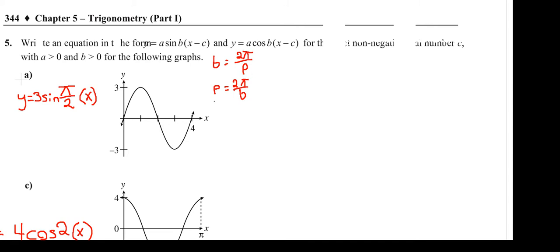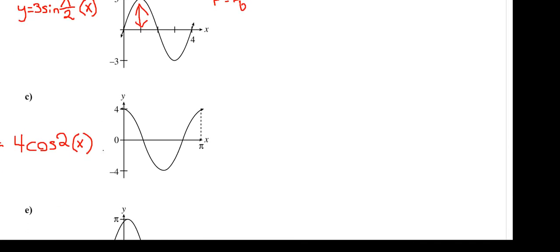So for A, we can see that the amplitude is pretty much the height of the graph from the equator. So it's 3 sine, and the b is pi over 2. There is no phase shift and no vertical displacement. In fact, there will be no vertical displacement for any of these.